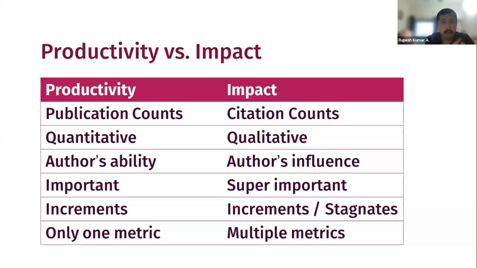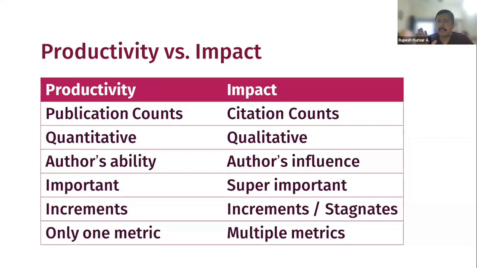If I ask you all, who wants to make more number of publications, there won't be anyone who will say no. But impact is also super important. It's as important, rather more important than productivity. You may have lesser number of publications, but you may get higher number of citations. Productivity increments as and when the author publishes more and more number of papers.